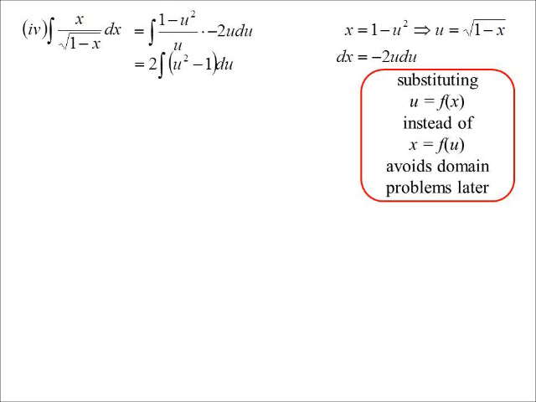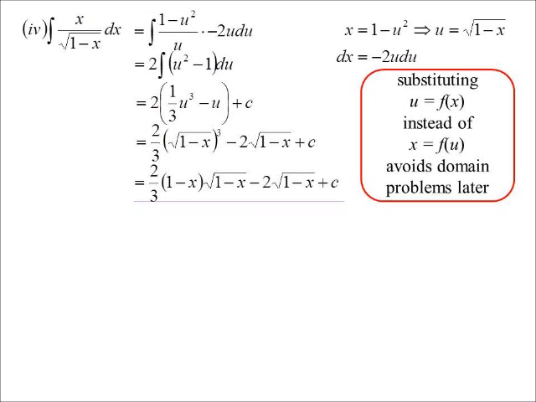2u squared minus 1 du becomes the answer there, or the integral. Well, that's easy enough. Add 1 to the power over the power. Sub the u back in, square root of 1 minus x. Oh no, mere mortal answer. Look at that. Oh yeah. 1 minus x, root 1 minus x, minus 2 root 1 minus x, plus a constant.